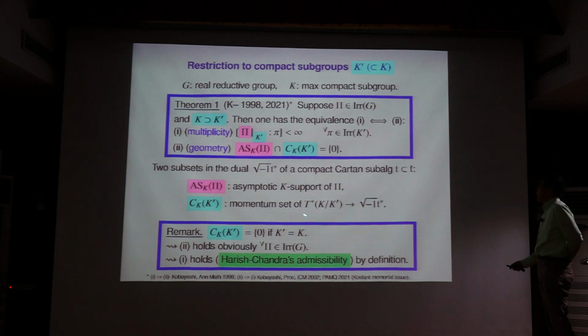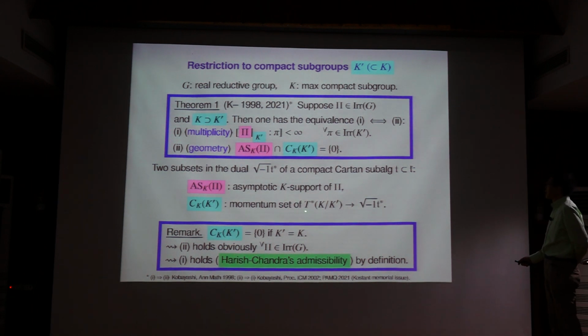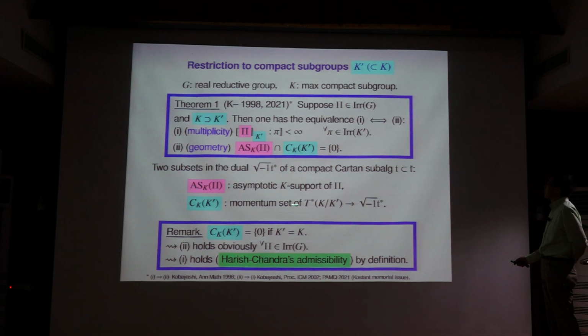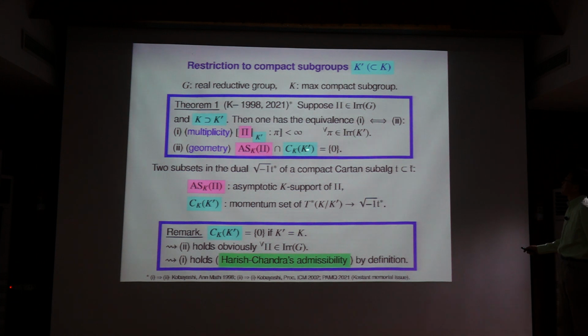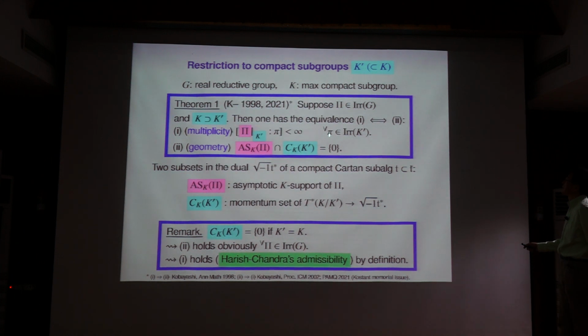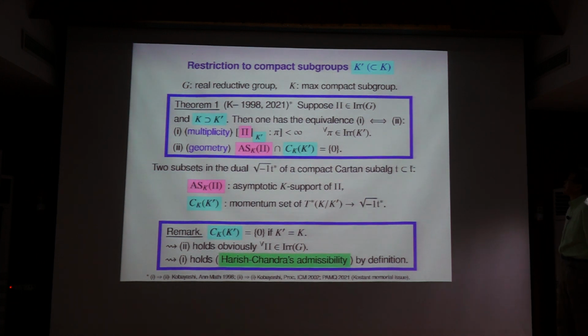So we consider the Hamiltonian action on the cotangent bundle of K mod K prime. And then we consider a moment map. The image of the moment map, in the dual of the compact Cartan subalgebra, is denoted by this set. And then the intersection of these two cones is trivial if and only if the finite multiplicity property holds.